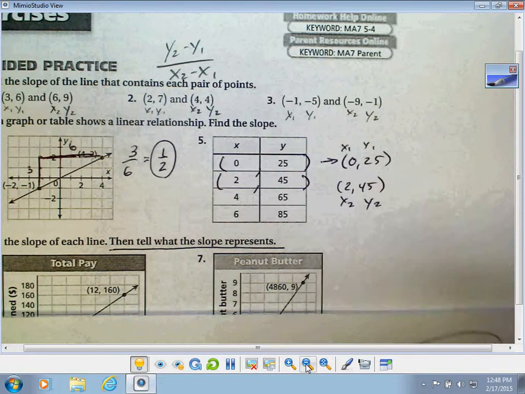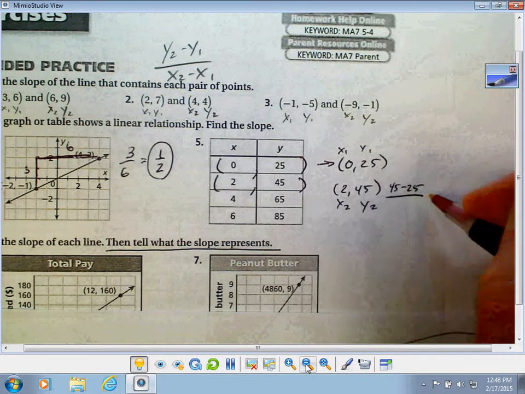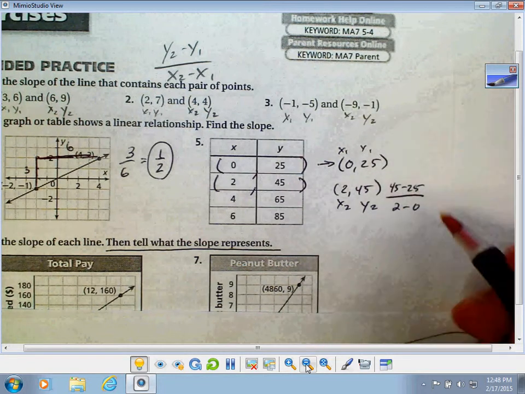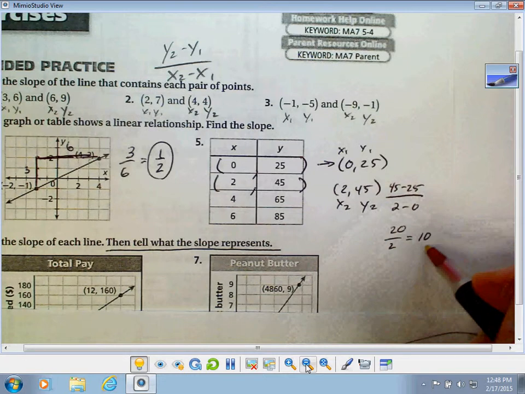So if I go to use the slope formula here, it's going to be 45 minus 25 over 2 minus 0. And that's going to be 20 over 2, which is equal to 10.